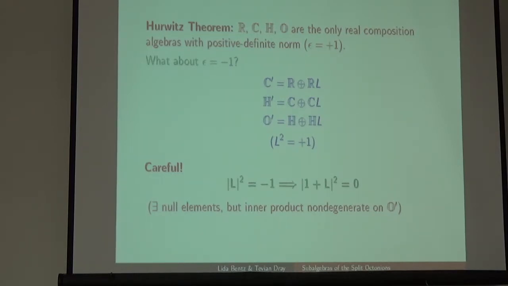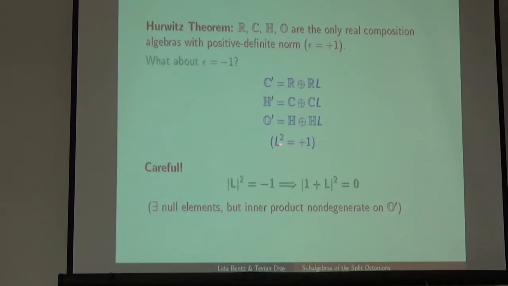But if I start adding something which squares, so epsilon being minus 1, that is a weird convention because that means it squares to plus 1. If I add, I'll call it capital L, to the reals, complexes, or quaternions, where capital L squares to plus 1, I still get a composition algebra out of the Cayley-Dickson process, but it does not have a positive definite norm. Lida will tell you more about the signature of that inner product in a moment.